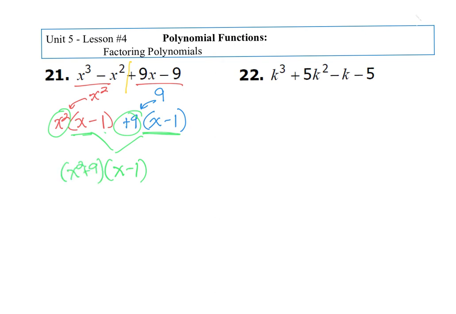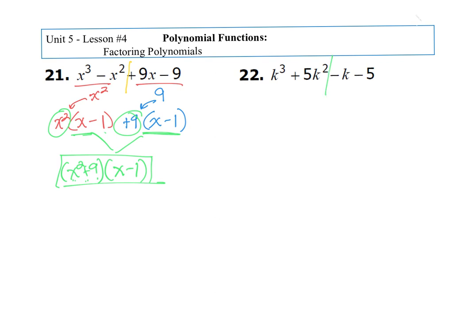Now this cannot be factored anymore because even though we have an x squared and a 9 that are both perfect squares, there's a plus sign in between. It has to be a difference of squares to do it more. So it's finished. And we'll call 22 our last example. K cubed plus 5k squared minus k minus 5.